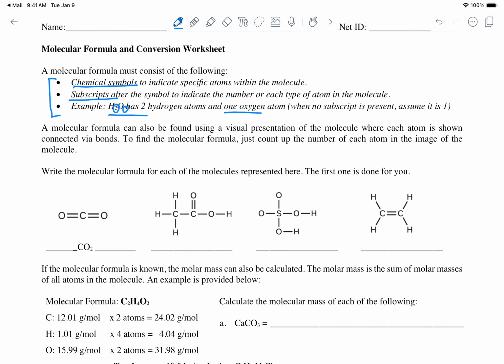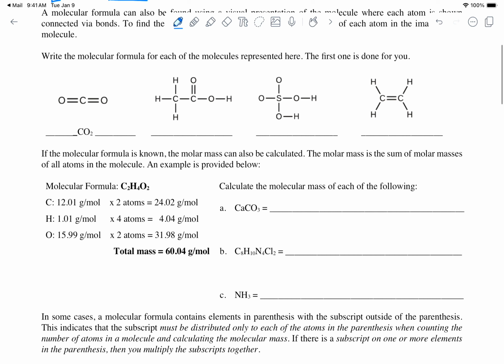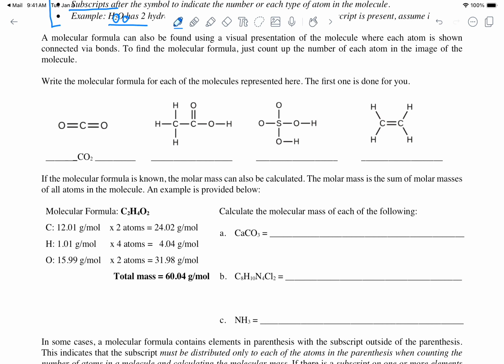So we go through finding molecular formulas and then taking those formulas and turning them into molecular or molar masses. Molecular mass and molar mass are the same thing. You can refer to them in the same way. And so that's what this worksheet is going to walk us through. So the first thing it asks us to do is to write the molecular formulas for each of the molecules that are shown here. Now, I want to do one example from each of these different sections just so you know what's expected. So let's look at this second problem right here.